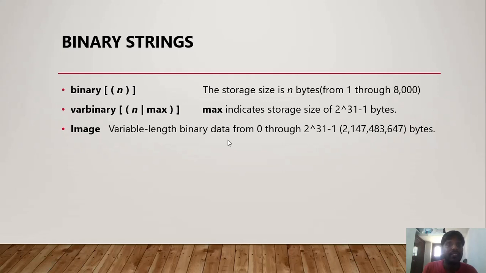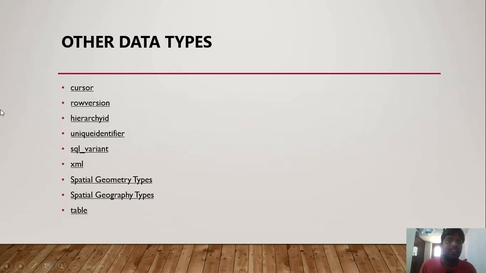We have binary strings: binary, varbinary, and image data types, where the storage size is n bytes. Similar to the character strings, it ranges from 1 to 8000. And in varbinary, max indicates a storage size of 2 power 31 minus 1 bytes. These are the other data types which you could refer to, which are the advanced data types in SQL, like cursor, rowversion, hierarchyid, uniqueidentifier, sql_variant, XML, spatial geometry and geography types, and table.